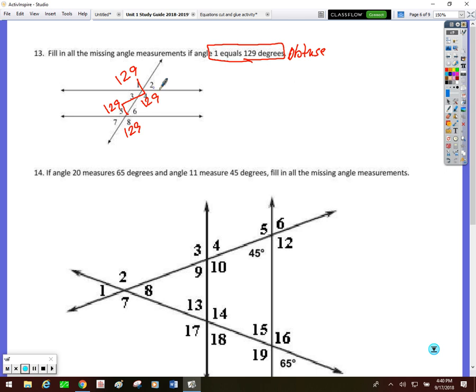Well, because 1 and 2 are supplementary, 180 minus 129 gives me 51. So angle 2 is 51, and it is an acute angle, so all of these acute angles are 51 degrees. Okay, remember, it doesn't work every time for a lot of stuff, but for this stuff it works every time. When you find one obtuse, all the obtuses are the same. Okay, same thing for the acute.